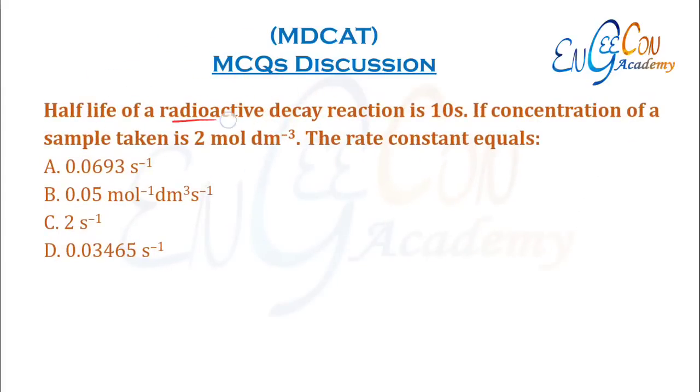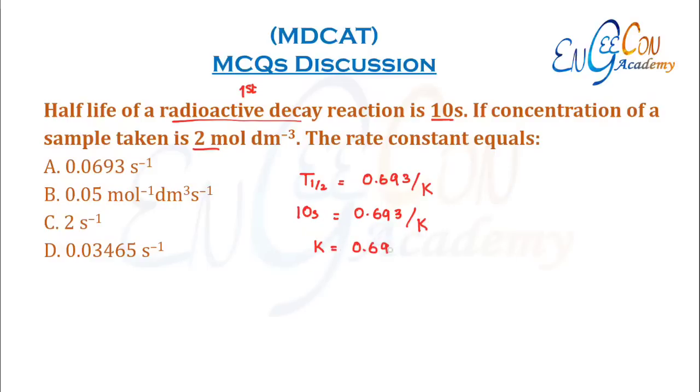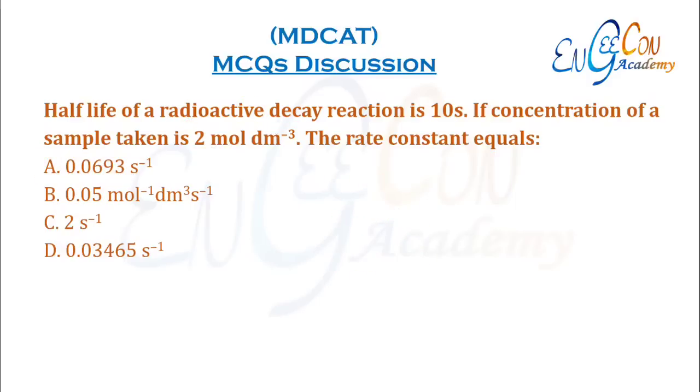Half-life of a radioactive decay reaction. So radioactive decay reactions are first order reactions. It is 10 seconds. If the concentration of the sample is 2, the rate constant equals. So for a first order reaction, the equation for half-life is equal to 0.693 divided by K. So half-life is 10 seconds. Now we have 0.693 divided by K. So K is simply equal to 0.693 divided by 10. So we get 0.0693. So A is the correct option.